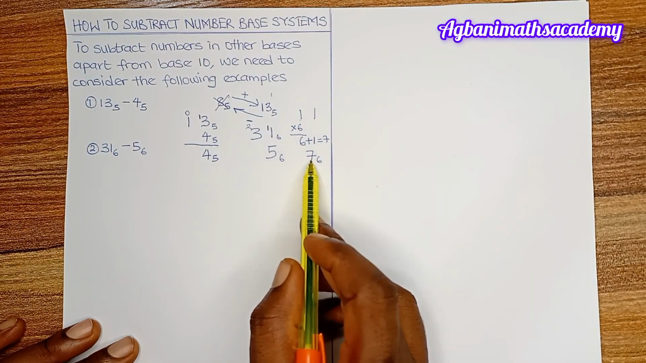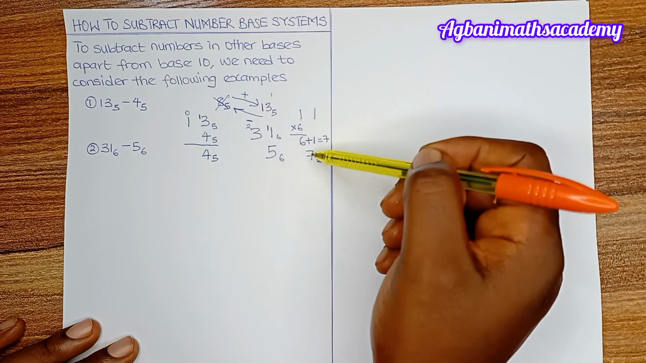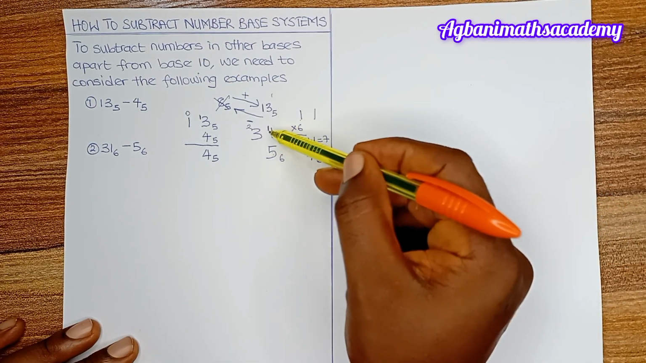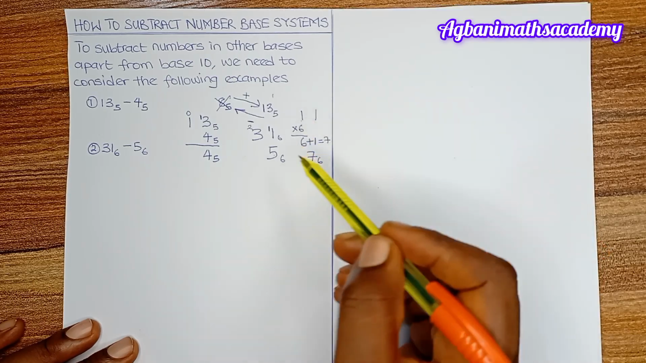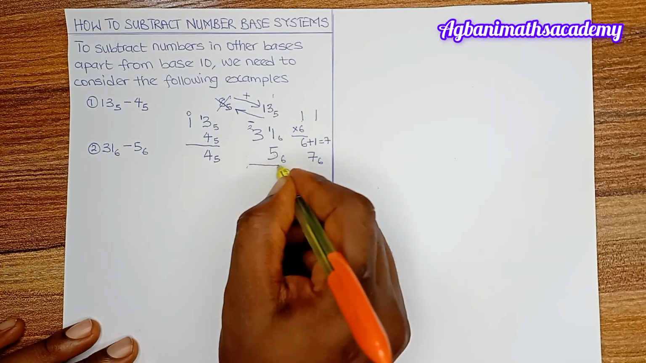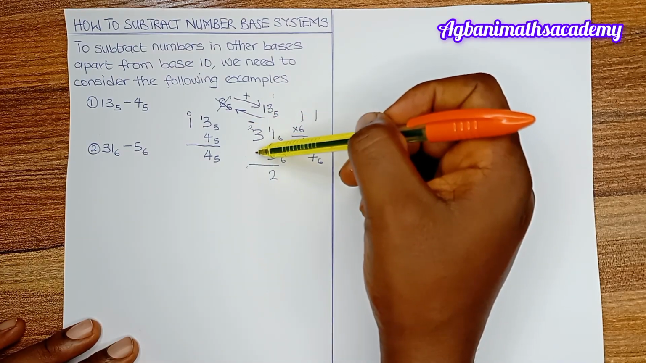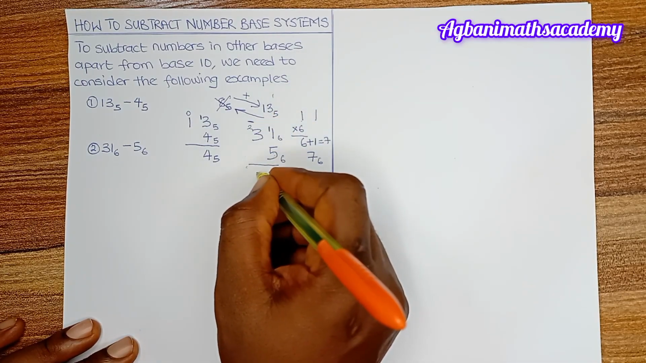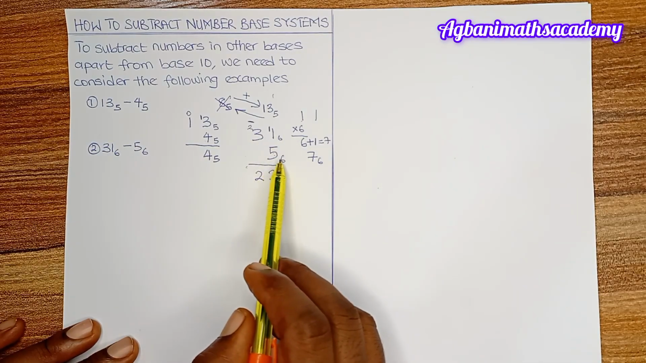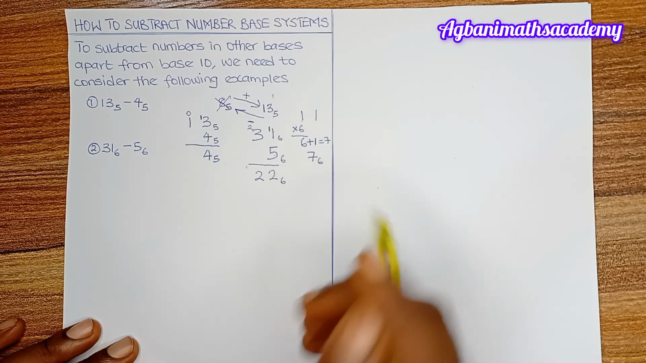Looking at this, you know that 7 base 6 is not possible because 7 is bigger than 6. But it is this 7 we are going to use to subtract 5. So this 11 base 6 is the same thing as 7 base 6. 7 minus 5 will give us 2. So this will be 2. And then here we have 2 minus nothing, which will give us 2. So that means 31 base 6 minus 5 base 6 is going to give us 22 base 6.